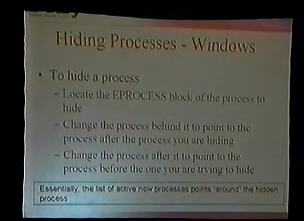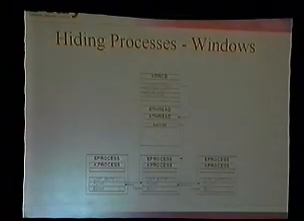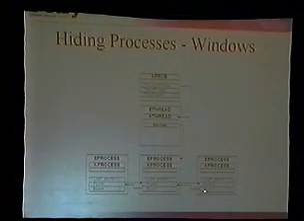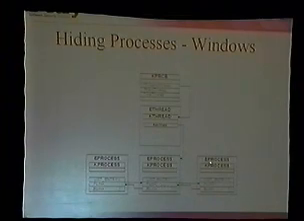We just change the process in front of us to point to the process behind us, and we change the process behind us to point to the process in front of us. And I'll demonstrate this. So in this example, we're trying to hide the currently running process, which would be this eProcess block. In the list entry there's a member called blink that points backwards to the eProcess block behind us, and the flink points forward. So it's a forward link, backward link.